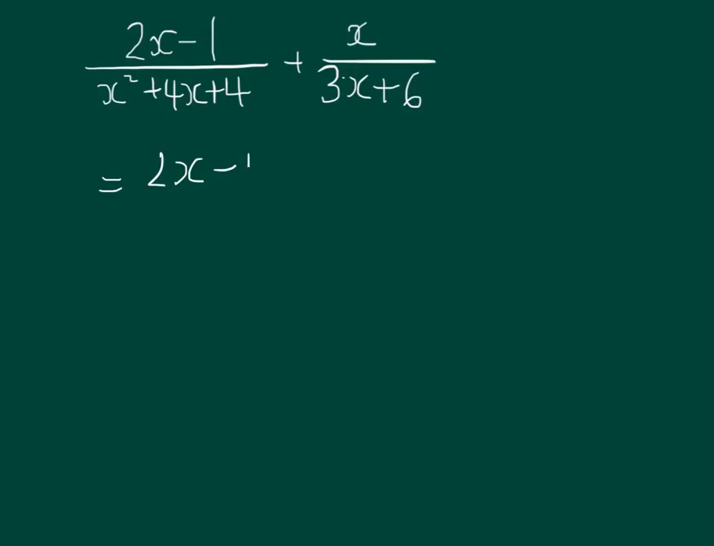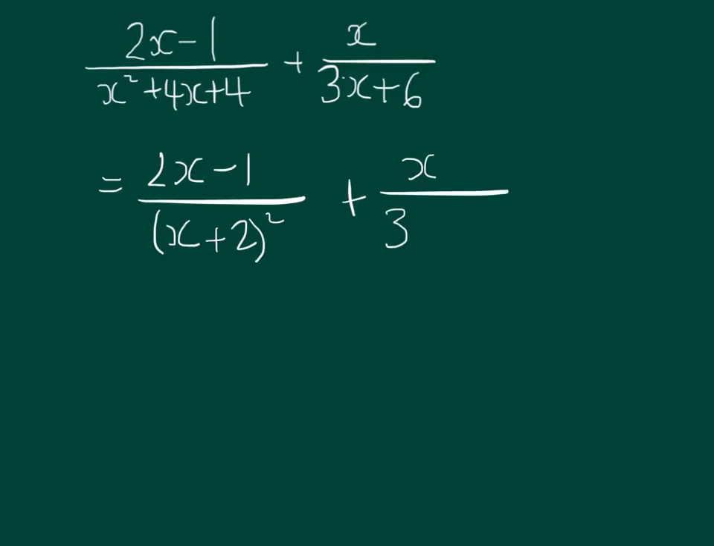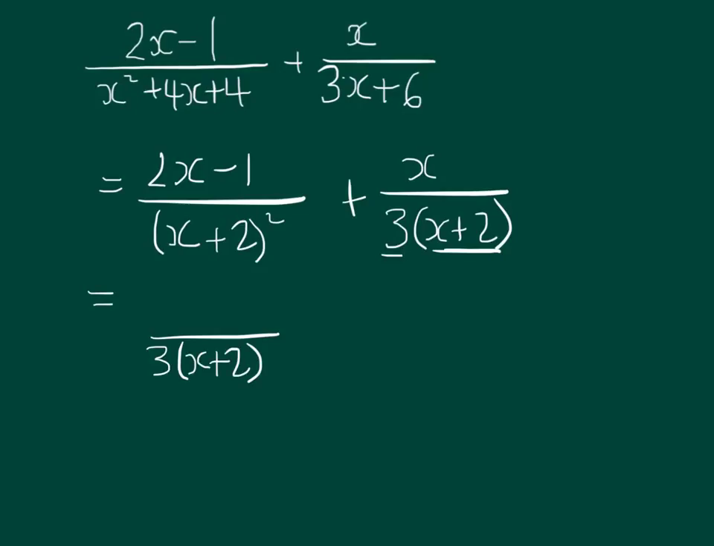So we've got 2x take 1 on the top, and then on the bottom we notice that this is x plus 2 all squared. And then on the top we've got x, and if we take out a 3, then we've got x plus 2. Right, now we want to write these all over the same thing, so we want them both to be over 3, because we need that 3 there, then we need the x plus 2 from that one as well, and then it's going to have to be x plus 2 squared, because this has got squared, so we want this to be over 3 times x plus 2 squared.